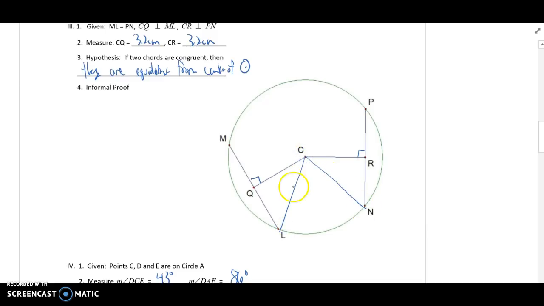We can draw in these two radii, which are congruent to each other. And since CQ goes through the center of the circle, we can extend it into a diameter, and since it's perpendicular to that, it bisects it. And same thing over here, CR is perpendicular to PN, so it must be bisecting it. PN was equal to ML, so through a series of segment addition postulate, transitive, subtraction, we can get those two segments congruent to each other. We already have the right angles in those triangles. So then through hypotenuse leg, the triangles are congruent, which means that CR must be equal to CQ.